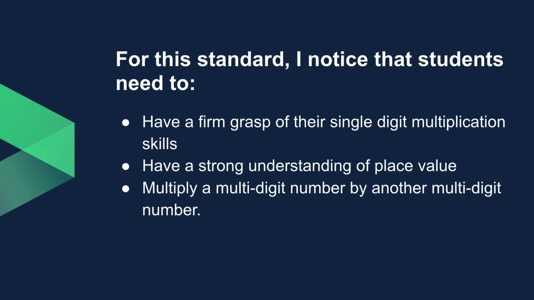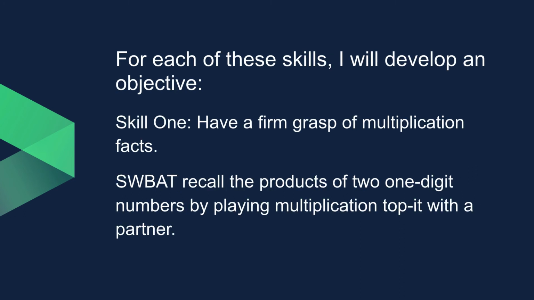So now I'm going to think about what are the skills that students need to be able to do in order to meet this standard. Well, they need to have a firm grasp of their single-digit multiplication facts. Have a strong understanding of place value, and they need to then eventually be able to multiply a multi-digit number by another multi-digit number. Those are the 3 skills. Now for each of these skills, I'm going to develop an objective.